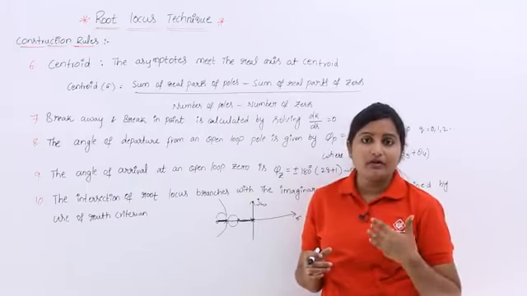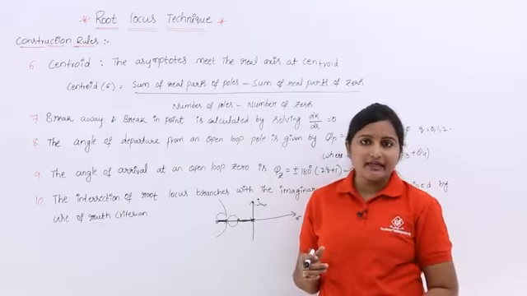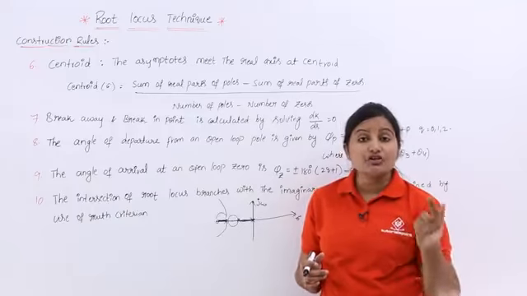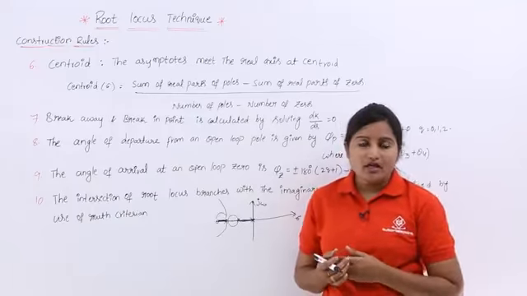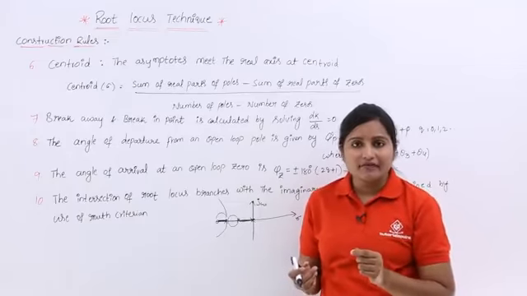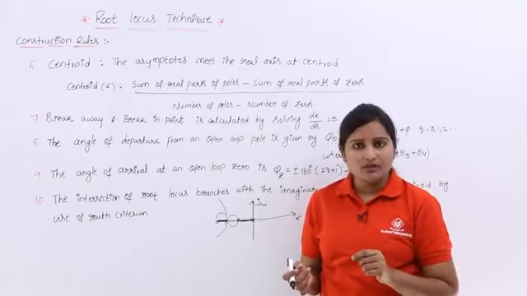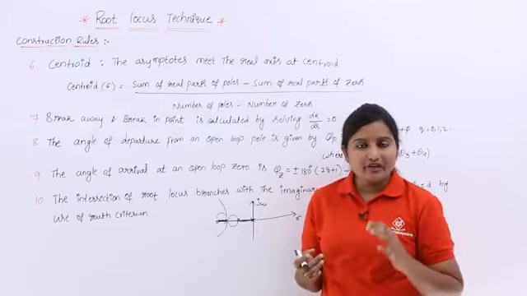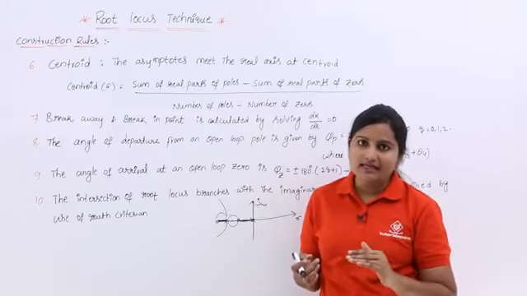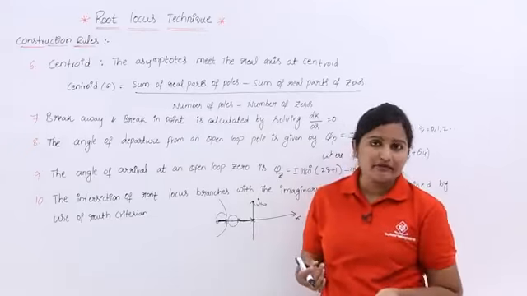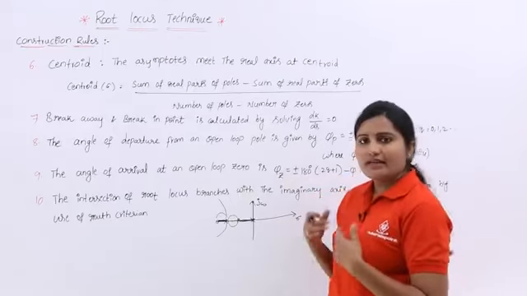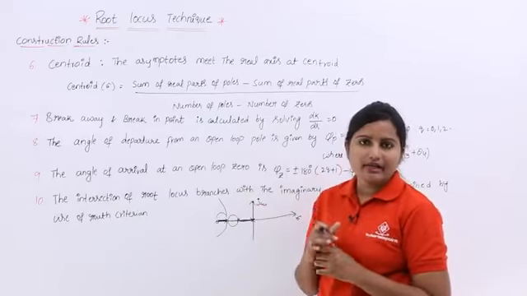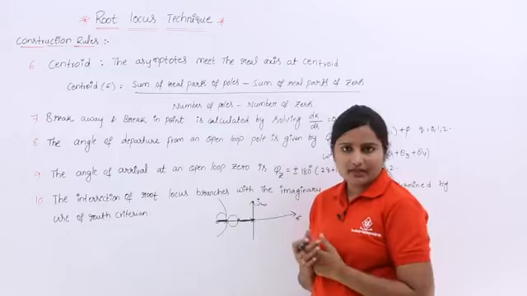If your branches are terminating at infinity, that implies a zero is there at infinity. If your branches are starting at infinity, that means zeros are greater than poles, and you are said to have branches starting from infinity. So we can say if branches are starting at infinity, a pole is there at infinity. Why? Because your root locus branches always start from poles and terminate at zeros. That is why we gave that clarification.